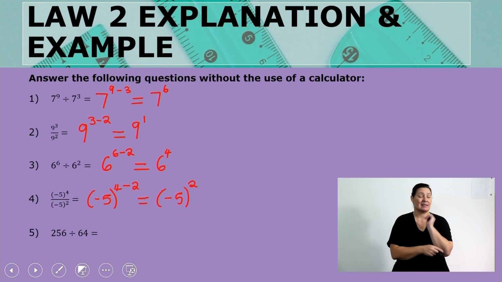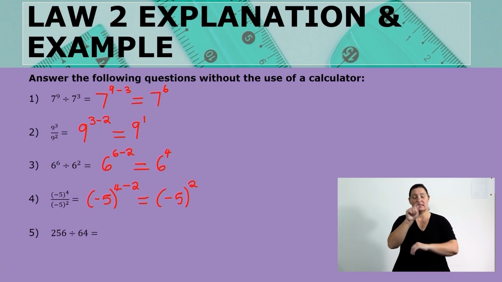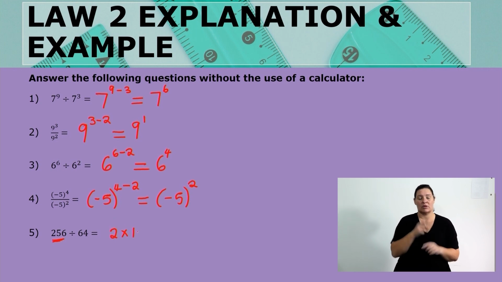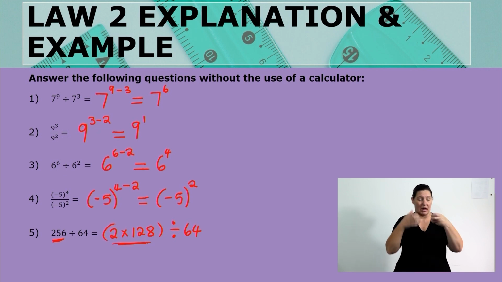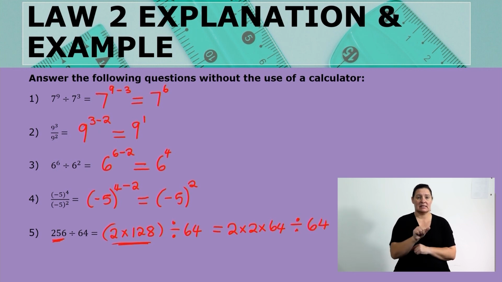And then our last one there is 256 divided by 64. Now, do you remember that one from the did you know? So we are going to first write these numbers in their exponential form. So 256 is actually 2 multiplied by 128. And this is divided by 64. Now, if we break that up further, that is going to be 2 multiplied by 2 multiplied by 64. Then we are dividing that by 64.